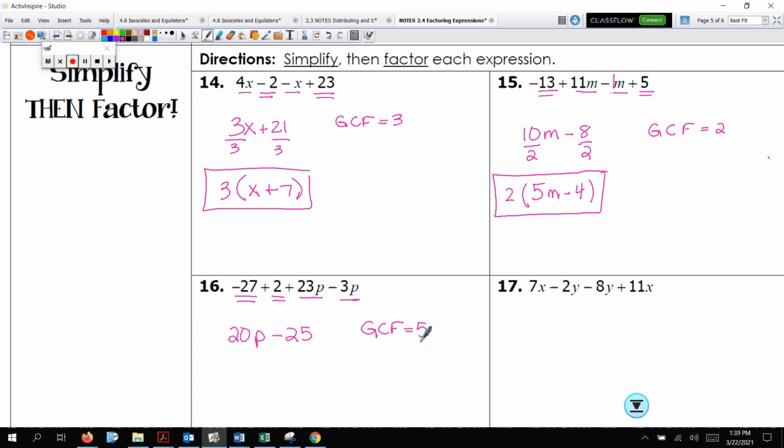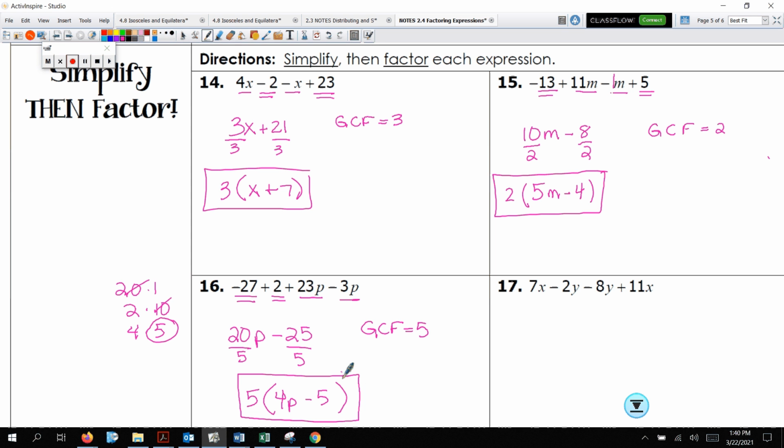If you think about your factors of 20: 20 and 1, 2 and 10, 4 and 5. So we know 20 doesn't work, 10 doesn't work, but 5 does. That's how we get that, okay? So list out the factors if you're not sure. Then we simply divide both terms by 5, put that 5 out front. 20 divided by 5 is 4. 25 divided by 5 is 5. Just keep that subtraction sign, negative, there.